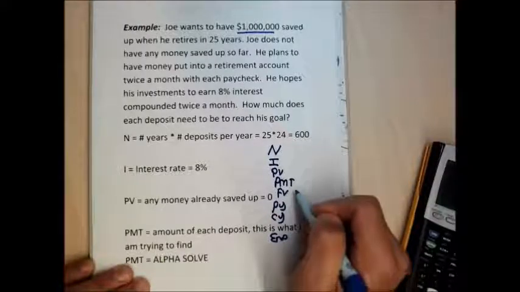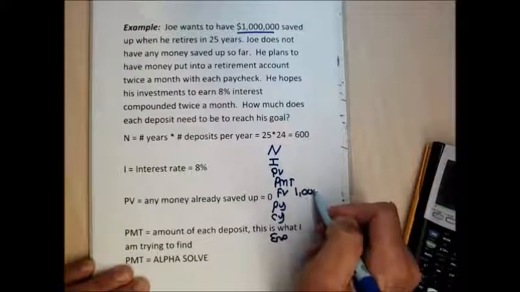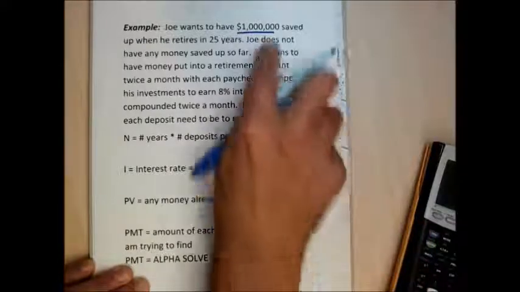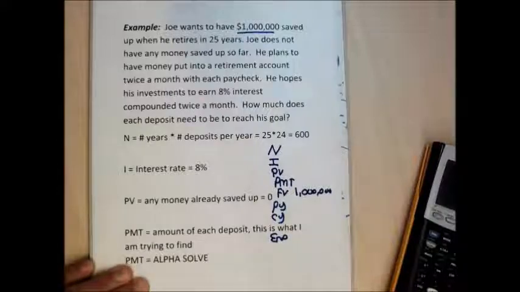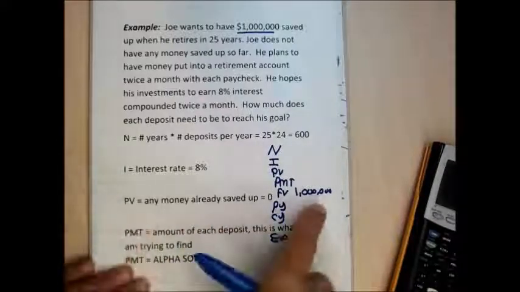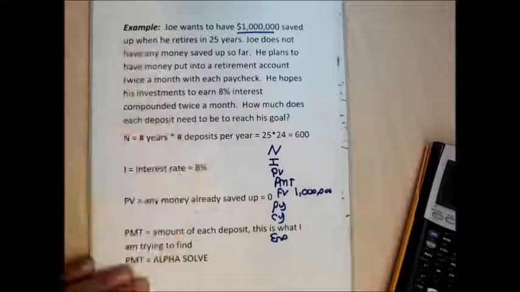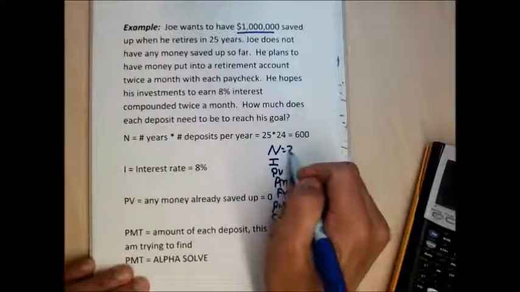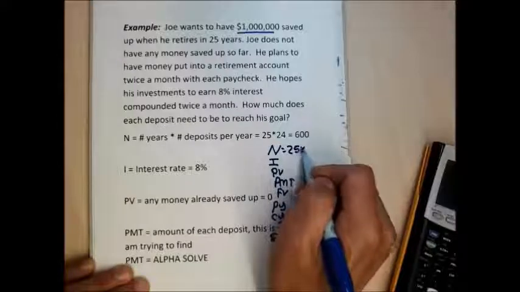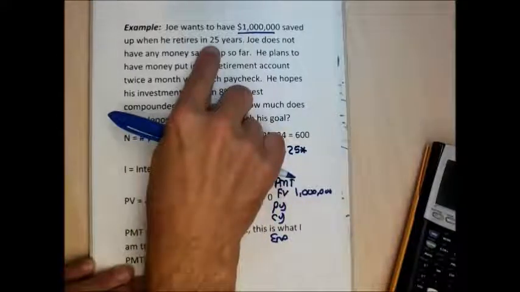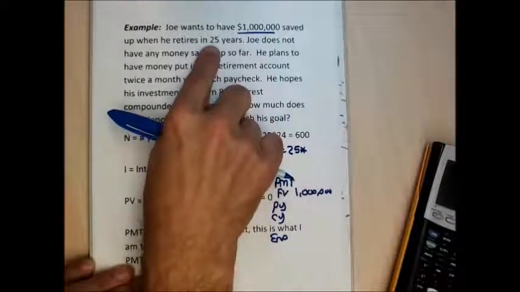For Joe, his future value is what he wants to have saved up in the future. So if the future value is going to be a positive $1 million when he retires in 25 years, the N is going to be the 25 years times something, but I don't know what it's going to be times yet. But I know the N is always the number of years times the number of deposits per year.